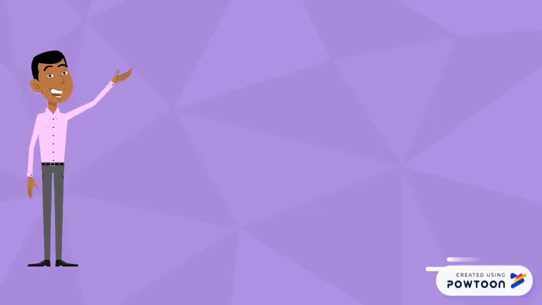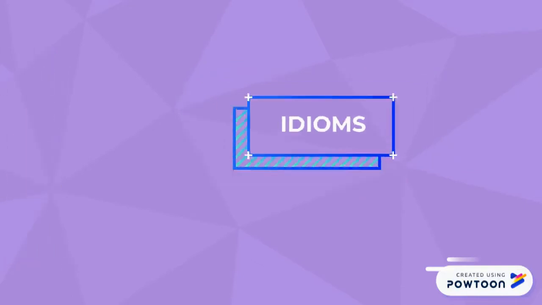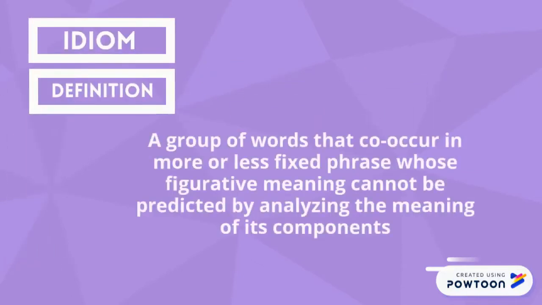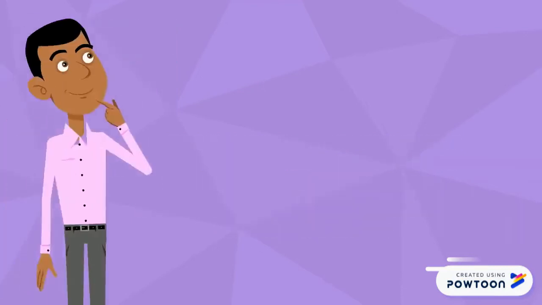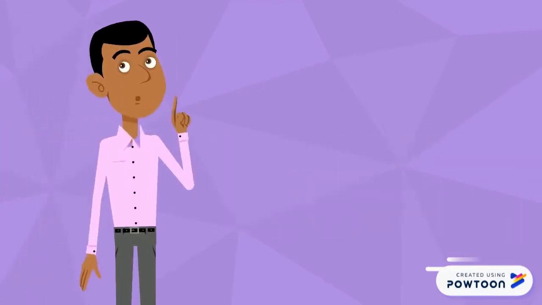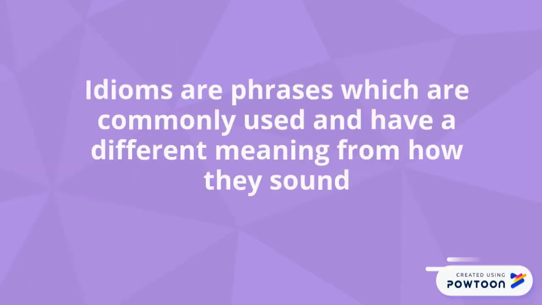Speaking about poetry, aside from hyperbole, poetry also often makes use of idioms. The term idiom is defined as a group of words that co-occur in more or less fixed phrase whose figurative meaning cannot be predicted by analyzing the meaning of its components. If that academic definition is too much to handle, then let me restate it more simply. Idiom is defined as phrases which are commonly used and have a different meaning from how they sound.